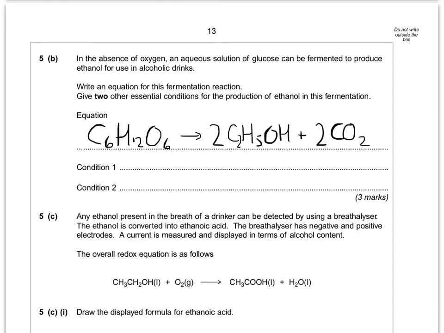The first condition is yeast. You need a yeast catalyst in order for this to work, and you also need a temperature of around 37 degrees. Remember, I always say just remember body temperature, because that's where our enzymes work best, 37 degrees Celsius.